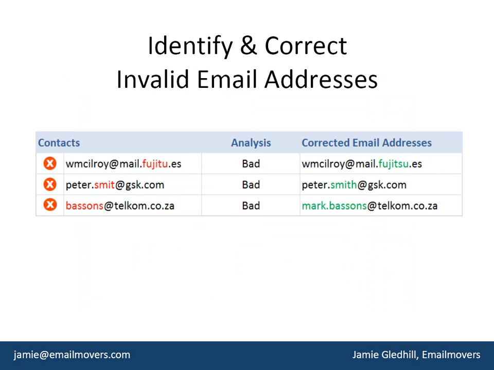I'm just going to take you on to slide 3 now, and I'm going to show you some of the things that we can do to correct those bad email addresses. So on the left hand side you'll see there quite a blatant spelling mistake in the first email address. That says Fujitsu, it should actually say Fujitsu. And on the right hand side you're going to see how we've corrected these. So not only do we identify these, but we correct them.